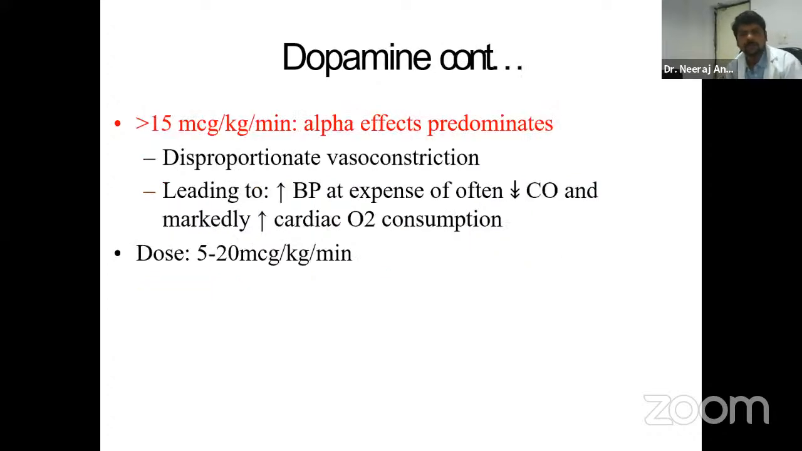At higher doses, more than 15 microgram per kg per minute, the alpha effect predominates, which causes disproportionate vasoconstriction. So there will be increase in BP, but it is at expense of decreased cardiac output, as there will be increase in afterload. Along with this, there will be increased cardiac oxygen consumption due to dopamine. So dose is 5 to 20 microgram per kg per minute.